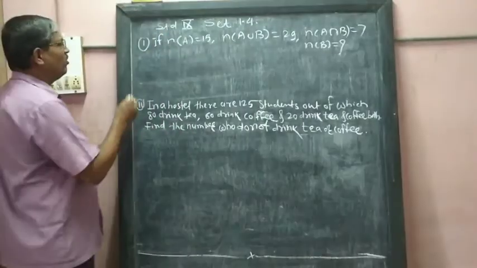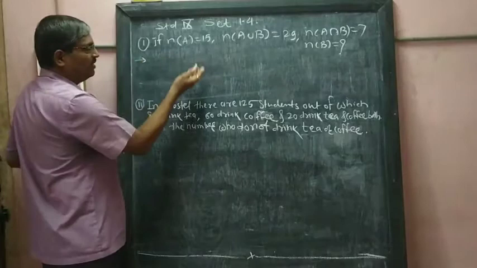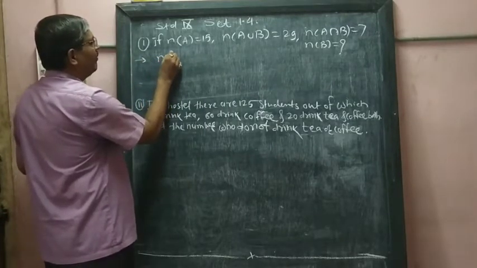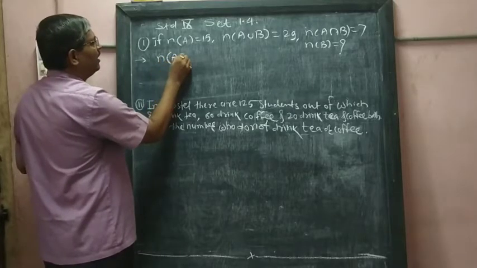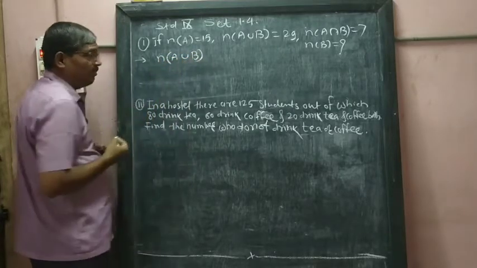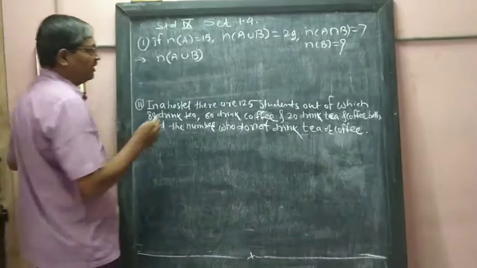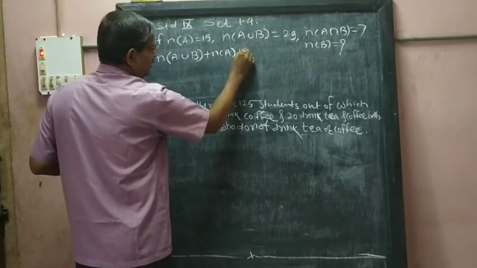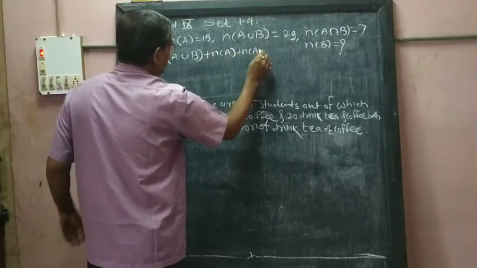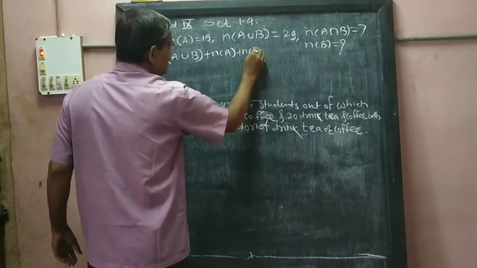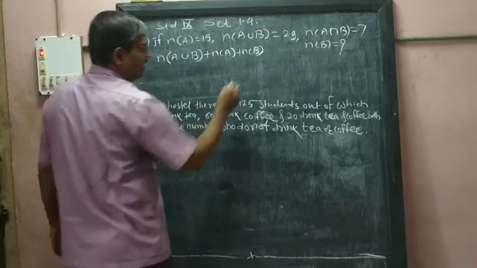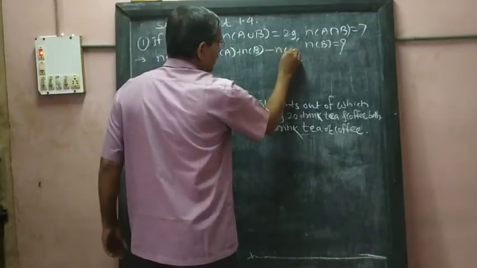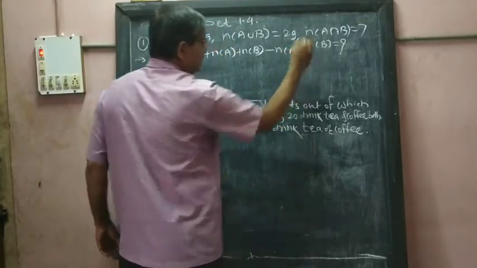So there is one law. According to that law, this solution becomes very simple. I am going to tell you that law. n means number of A union B. Number of A union B is equal to number of elements in A plus number of elements in set B minus number of A intersection B.